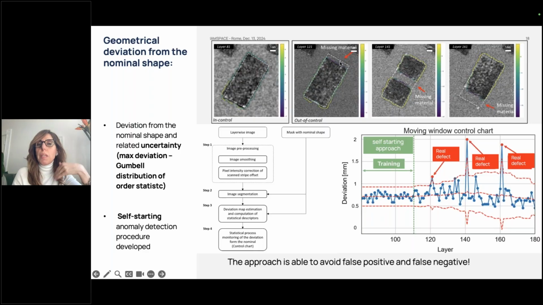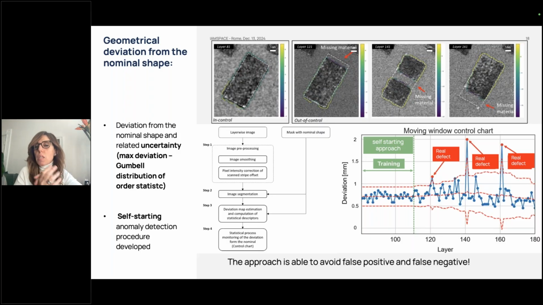So in this case, we decided to work with the max deviation, fitting the Gumbel distribution of order statistics as the in-control state, and then identifying the threshold by looking at the quantile of this Gumbel distribution fitted on our sequence of layers.